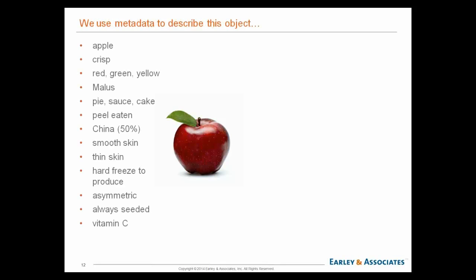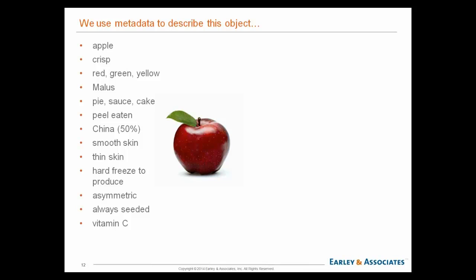We use metadata to describe it. Very straightforward idea, right? We give it a name. We give it some adjectives. We talk about it. So, for example, I have Malus. Malus is the italicized genus. So if you had the official Latin name for apple, it's Malus, right?